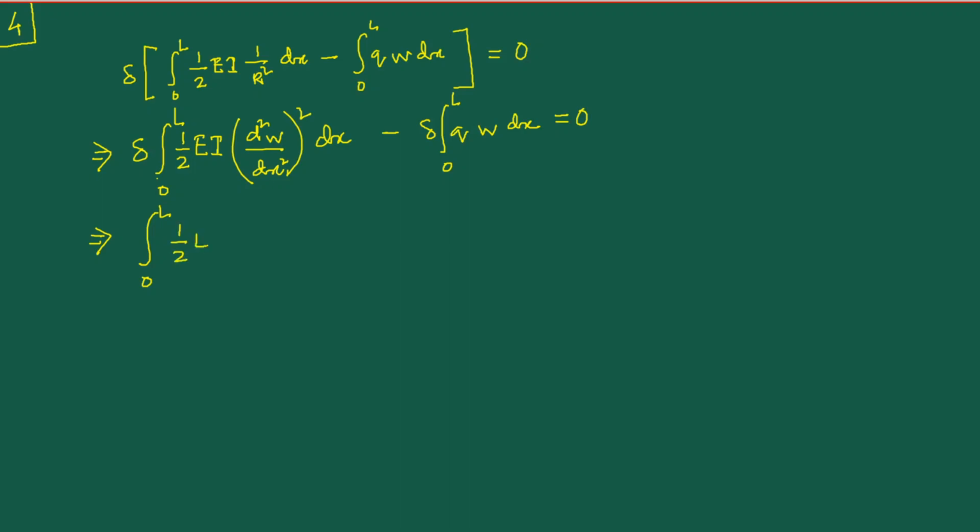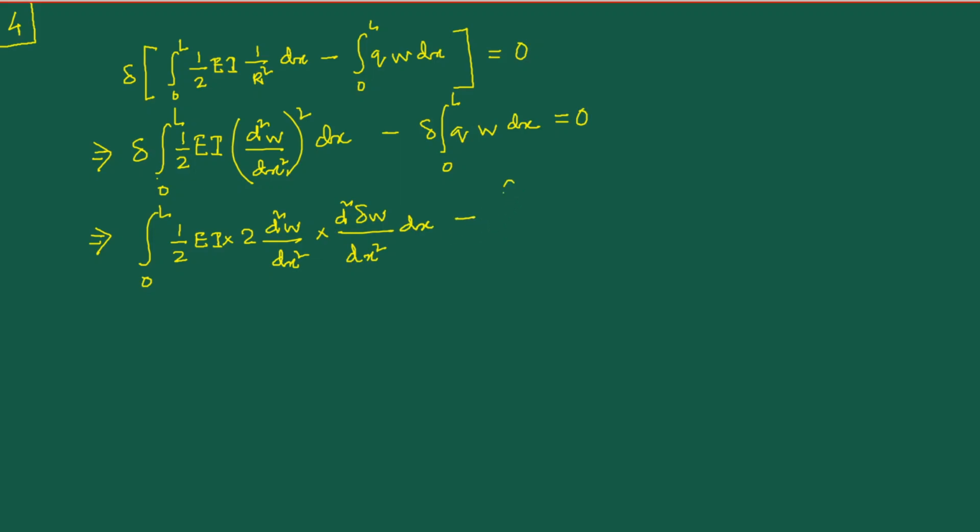So this half EI remains as it is. We carry out the first variation over this term. This gives us twice d squared w dx squared, and then d squared delta w dx squared. Please note that when I'm writing this, I'm making one jump of a step in going from delta of d squared w dx squared to d squared delta w dx squared. I hope it won't be any problem.